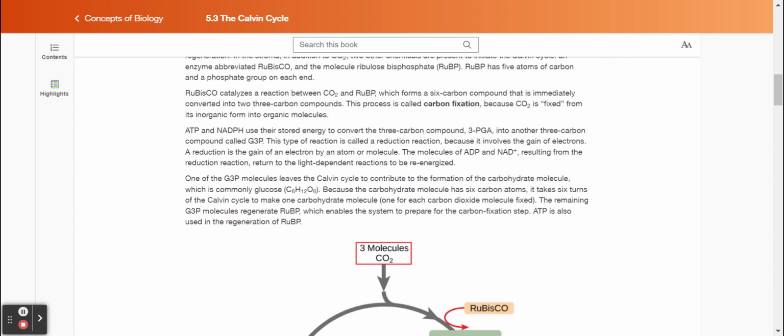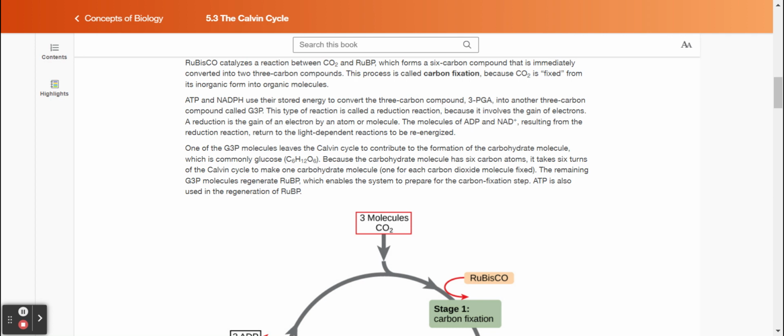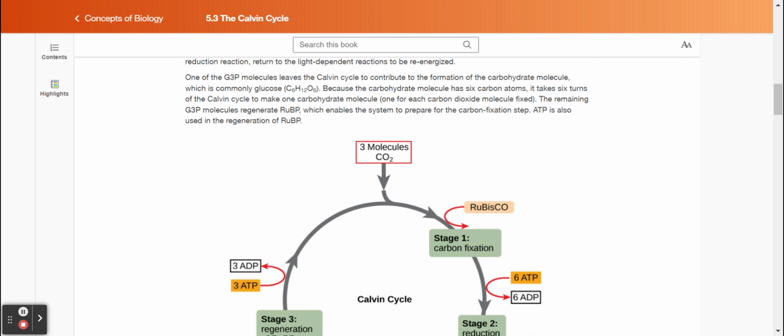molecules. This process is called carbon fixation because CO2 is fixed from its inorganic form into organic molecules. ATP and NADPH use their stored energy to convert the 3-carbon compound, 3-PGA, into another 3-carbon compound called G3P. This type of reaction is called a reduction reaction because it involves the gain of electrons. A reduction is the gain of an electron by an atom or molecule. The molecules of ADP and NAD+, resulting from the reduction reaction, return to the light-dependent reactions to be re-energized.